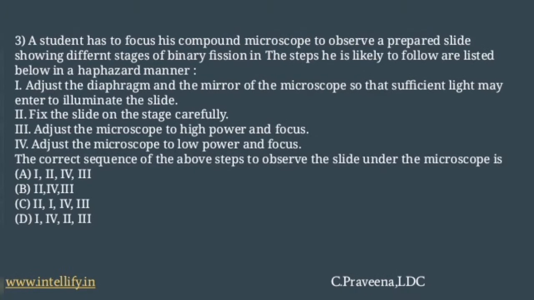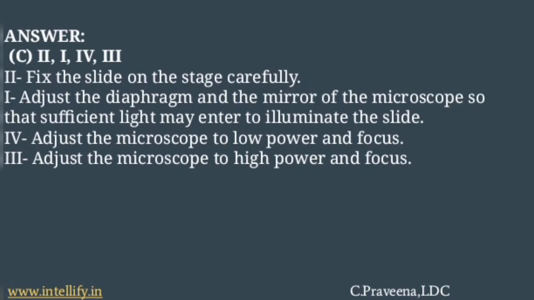Now the third question is, a student has to focus his compound microscope to observe a prepared slide showing different stages of binary fission. The steps he is likely to follow are listed below in a haphazard manner. Haphazard manner is nothing but something disorganized or without any particular order. Here they have given four options. These options are disorganized; we want to arrange them accordingly to get the correct sequence of the steps. Option A is 1, 2, 4 and 3, B is 2, 4, 3, C is 2, 1, 4, 3 and D is 1, 4, 2, 3. The answer is C, 2, 1, 4, 3.